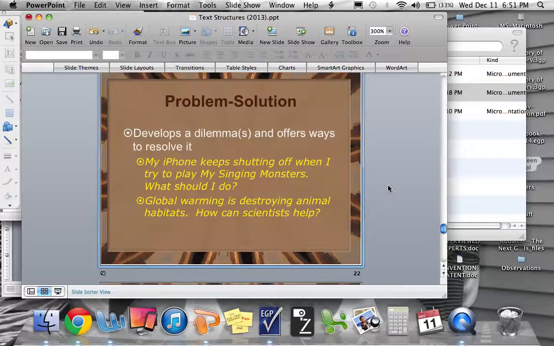Problem solution is also similar to cause and effect because you're going to have a dilemma and you're going to offer ways to resolve it. For example, every time I play my Singing Monsters, my phone keeps shutting off. What should I do? Global warming is destroying animal habitats. How can scientists help?